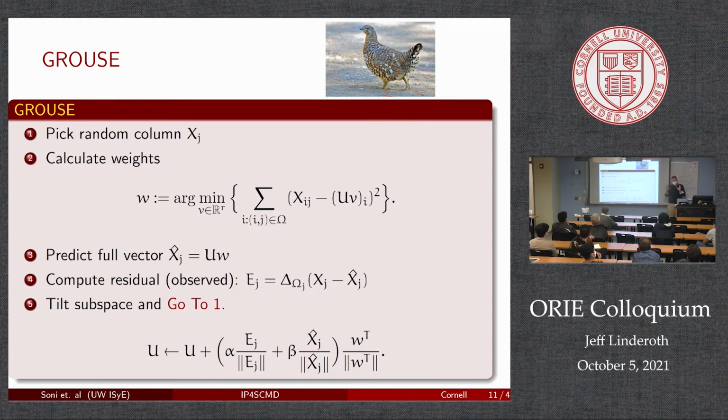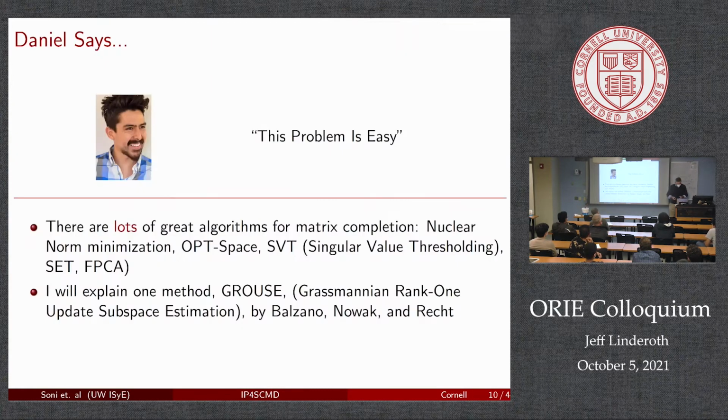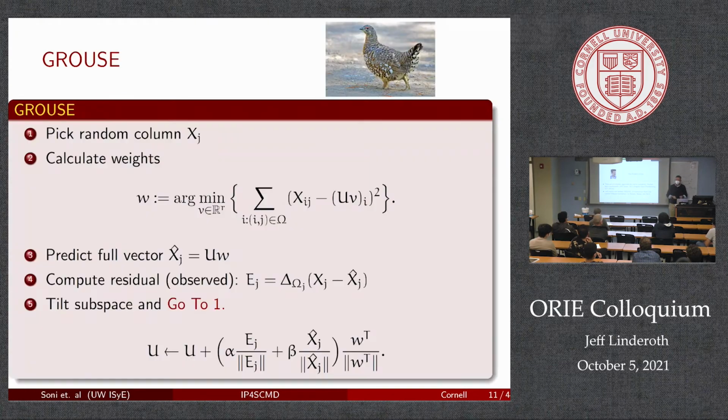GROUSE wasn't really designed to solve the matrix completion problem in an offline manner. It was designed for online matrix completion, where the columns of the matrix come in one by one. That's why the U in the name stands for update: when you're getting new data coming online and you want to update your subspace approximation. But you can use it for regular old matrix completion, and it works as follows.